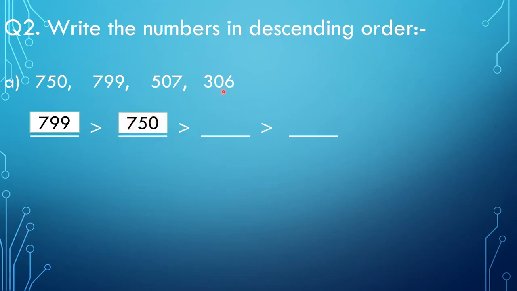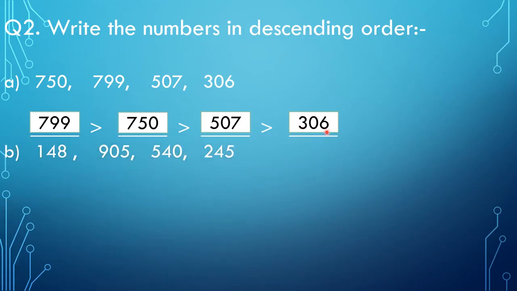Now 5 or 3. 5 is greater. Okay, so we'll write 507 and at the last the smallest number among all these, that is 306. So how we can read it? 799 is greater than, this is the sign of greater than. 799 is greater than 750. 750 is greater than 507. 507 is greater than 306.